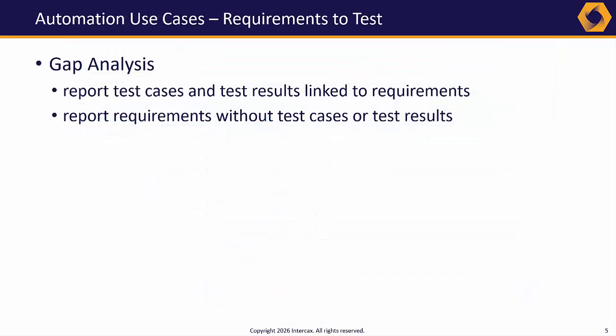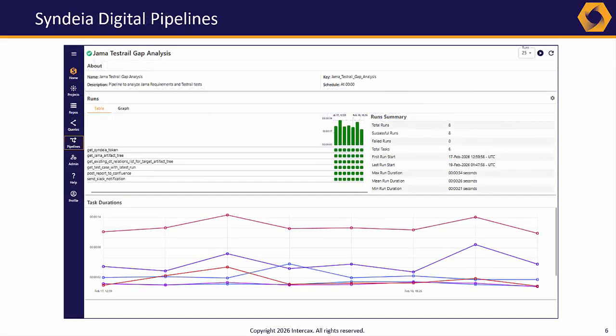A principle of systems engineering is that every requirement should be tied to one or more test cases and to test results that indicate whether it passes or fails. Syndeia maintains those project-specific digital links and can be used to create a gap analysis report which shows which requirements do or do not have assigned test cases and what the results are. Because this is a dynamic situation, it needs to be monitored periodically and automatically without ongoing human effort.